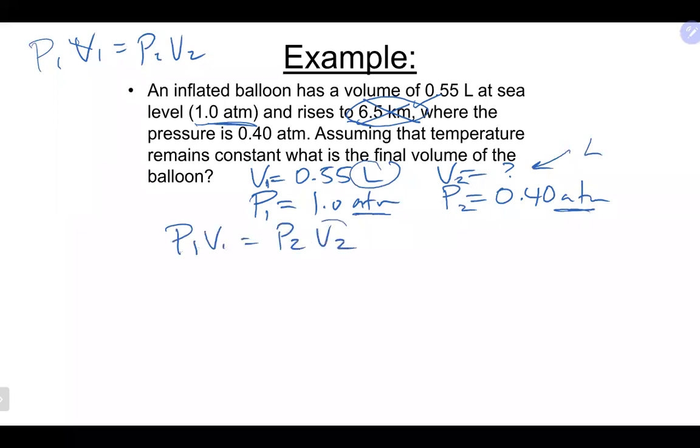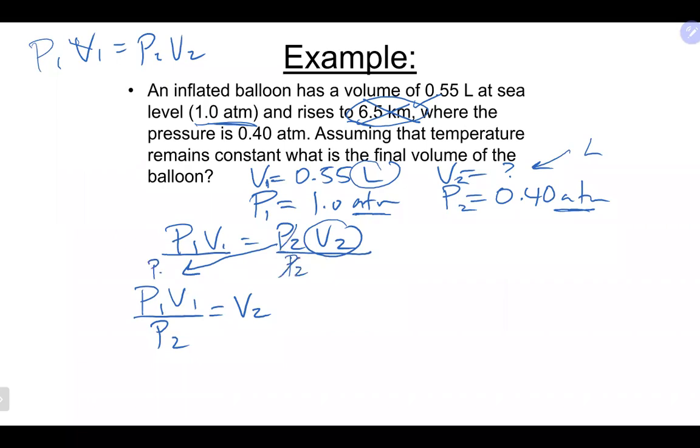So here we have P1V1 equals P2V2. We are looking for V2, which means we need to send P2 to the opposite side, on the bottom, since it's on the top here. That would give us P1V1 over P2 is equal to V2. If you go across the equal sign, it ends up in the opposite location. We're essentially dividing both sides by P2, and when you do that, those cancel and P2 ends up over here.